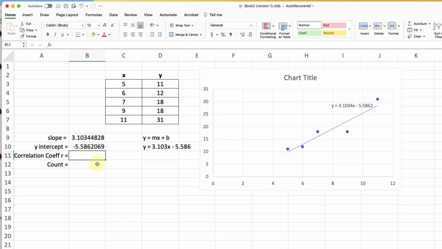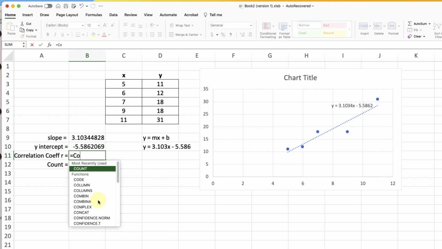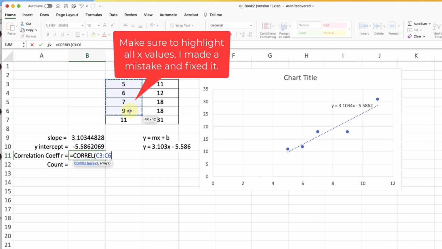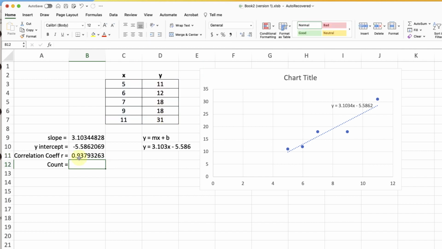Let's look at our correlation coefficient. Remember, that's equals CORREL. Put your array first, so this time it goes x first, comma, y. There's our correlation coefficient, 0.9379. And if you want to know how many are in there, obviously we can count this, but there is a count function, COUNT, which just counts how many rows there are. 5 rows. That just helps you when you're looking for the critical value of the R correlation.